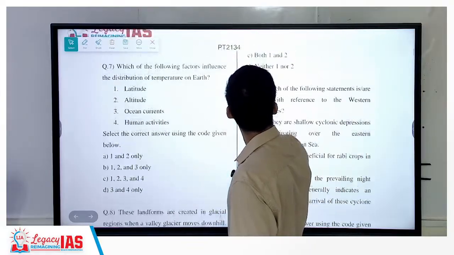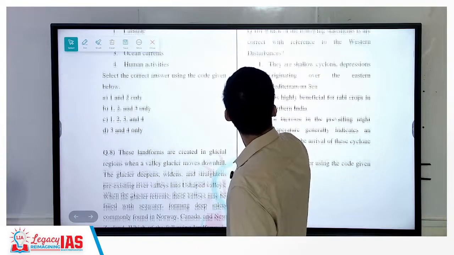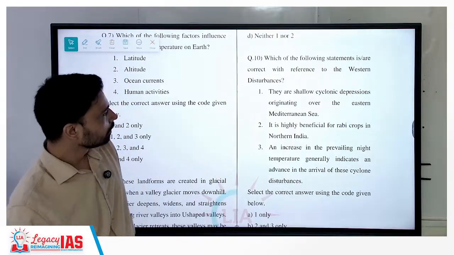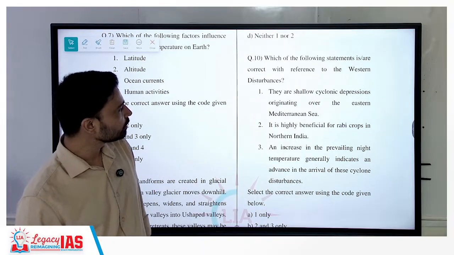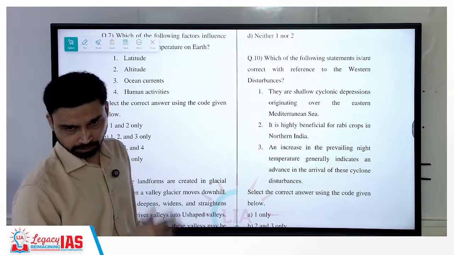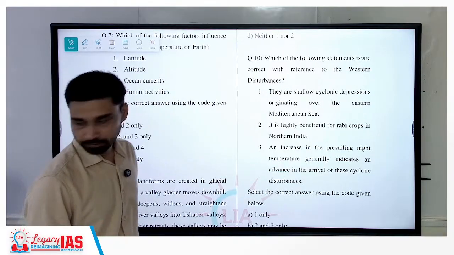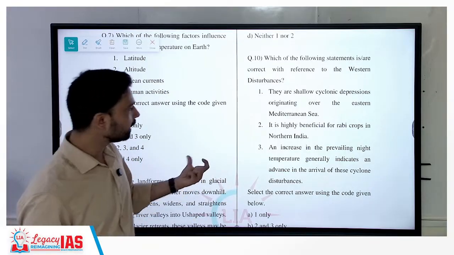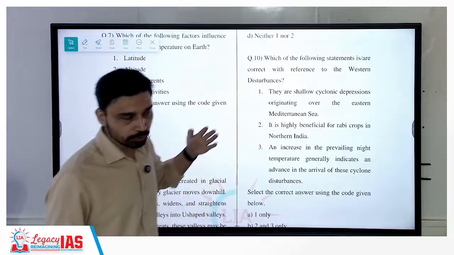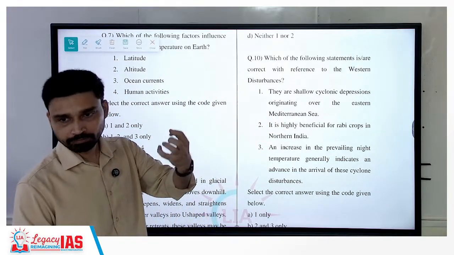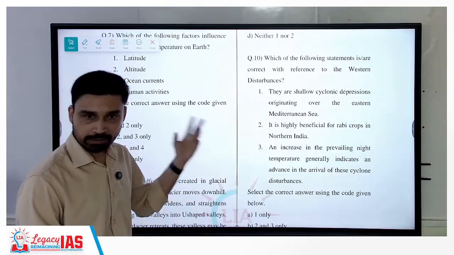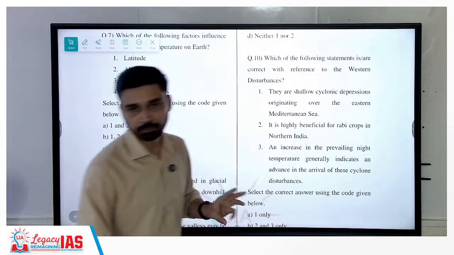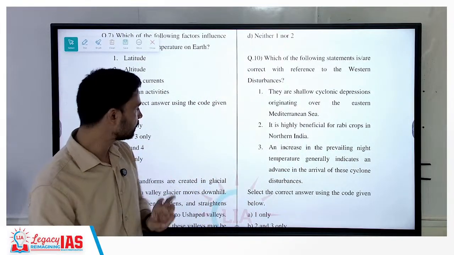Then we have: which of the following statements is correct with reference to western disturbances? They are shallow cyclonic depressions originating over the eastern Mediterranean Sea. Correct. We have discussed that in the time of the northeast monsoon. Western disturbances are basically brought in by the subtropical westerly jet stream. And where is moisture taken from? Mediterranean Sea. And then I told you that it comes to the Himalayas, there you have orographic rainfall. So winter rainfall is caused by these western disturbances. And it is beneficial for which crop? Rabi crop. We have discussed wheat sowing. Okay, it is helpful, impacted by this.